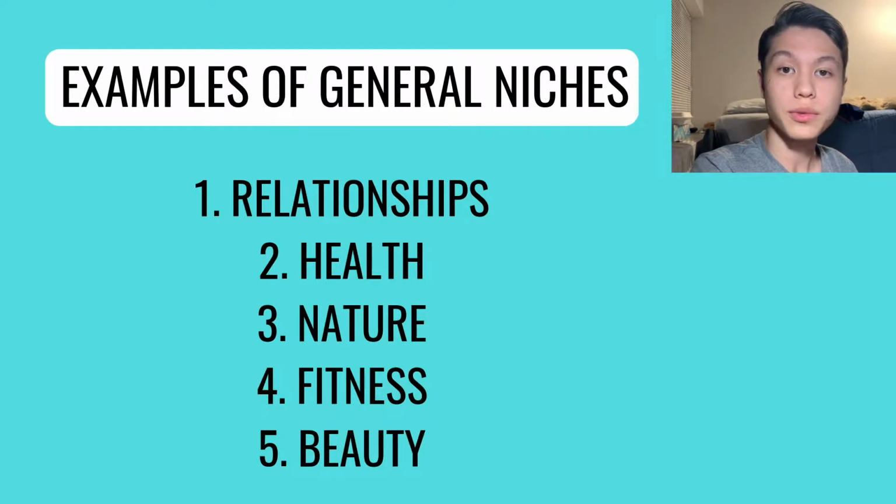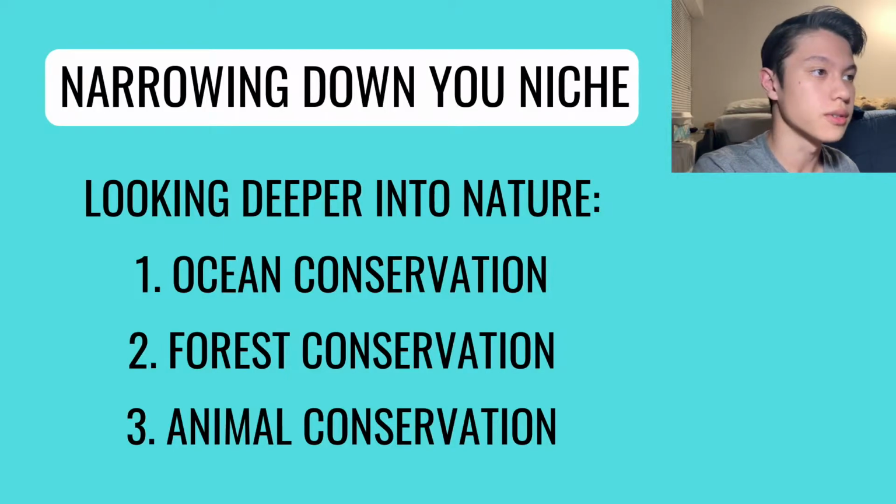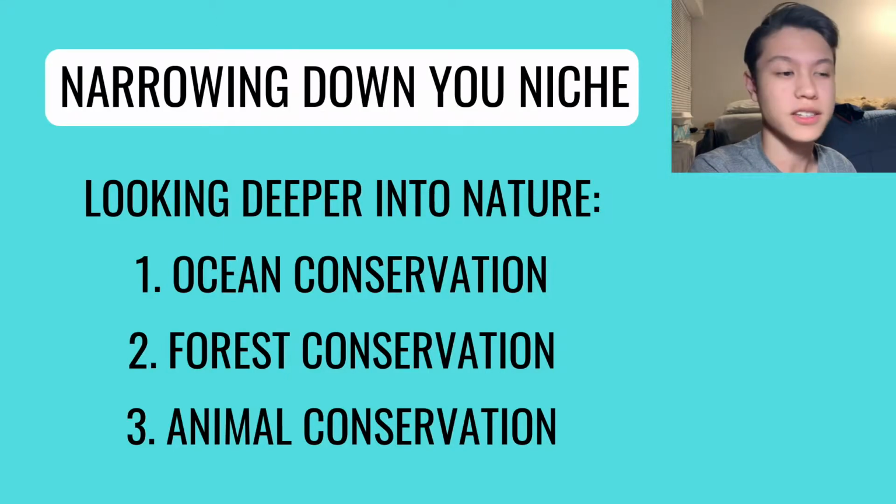So for 1, you have relationships, 2, health, 3, nature, 4, fitness, and 5, beauty. So let's look specifically into nature. If you break down nature, you have specific things. So what specifically do people care about? You can narrow that down to things such as ocean conservation, tree conservation, just general rainforest conservation. Or you can have specific things like animals, like sea turtles or bees.